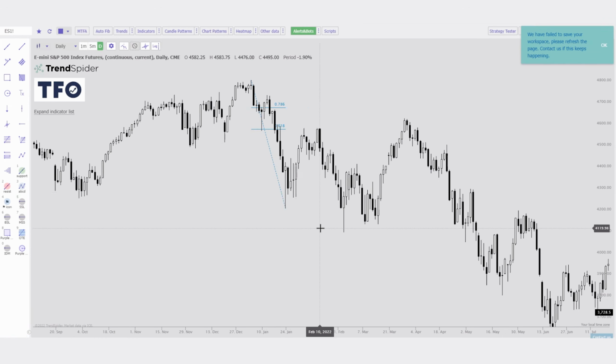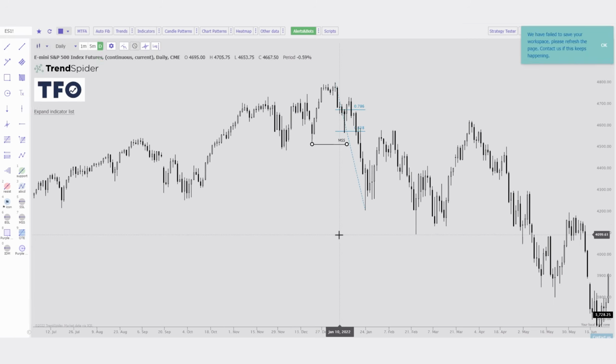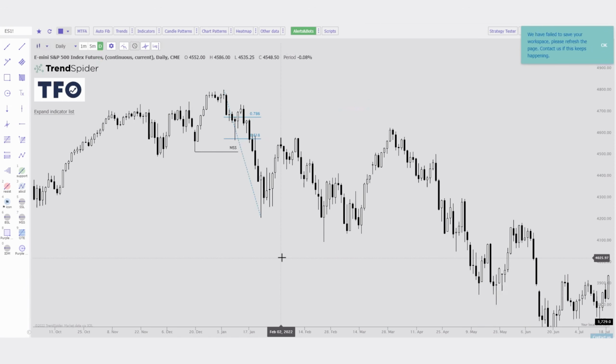Yeah, so optimal trade entries are just a 62 to 79% retracement of an expansion range. And so we have this market structure shift right here, pretty much at the top of the market downturn in January. And we have this big leg down that breaks structure, and the following leg up retraces into this optimal trade entry just barely before heading lower.